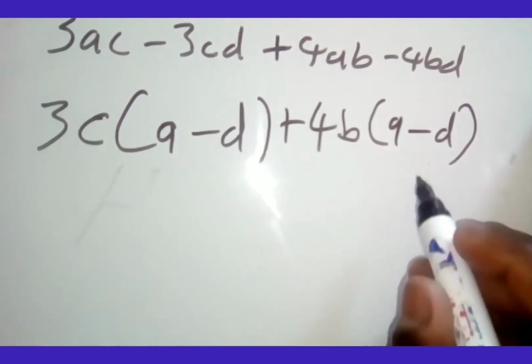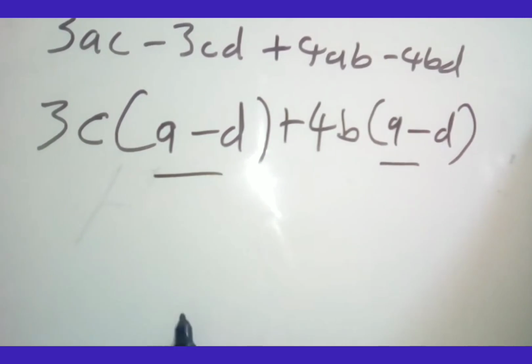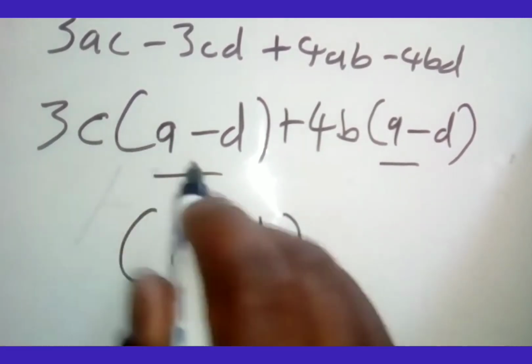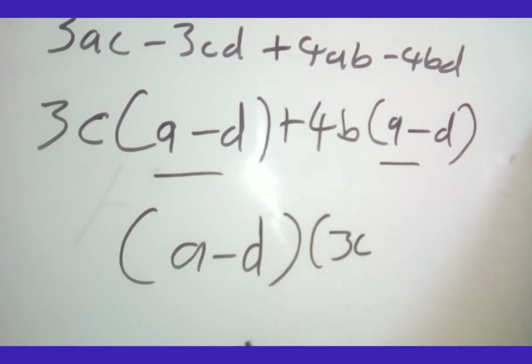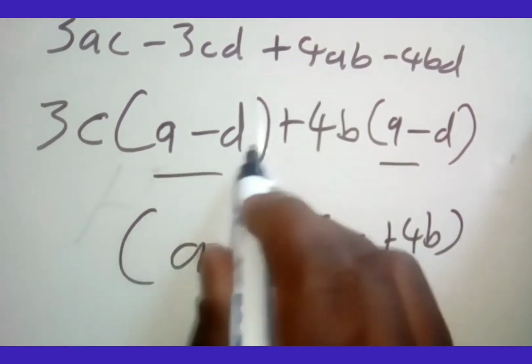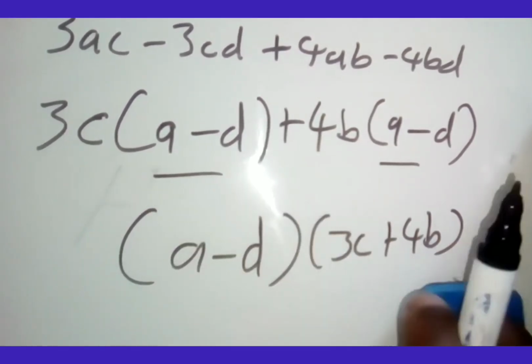Now if you see the brackets looking the same, you see this bracket looks the same as this one, we just write it once. We write A minus D, and what's in front of the first bracket, we write it down. What's in front of the other bracket, we write it down. So that's how it is. We just write the bracket once and open another bracket and write whatever is in front of the brackets.